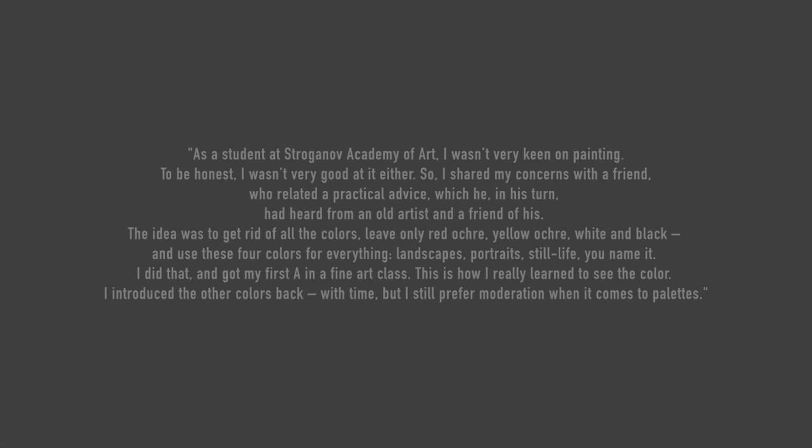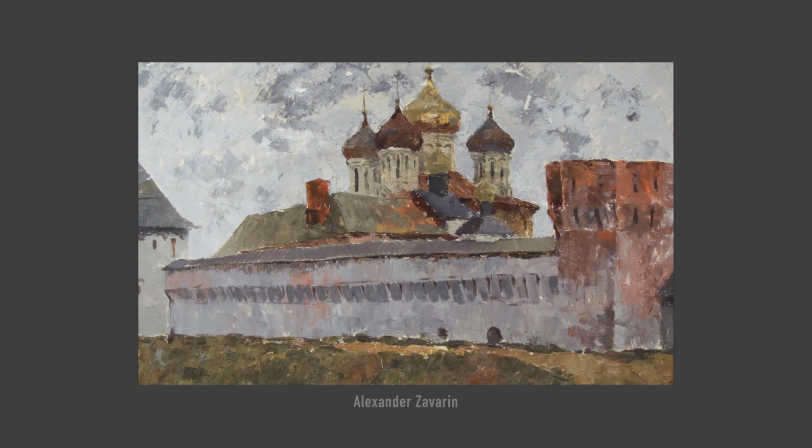The idea was to get rid of all the colours, leave only red ochre, yellow ochre, white and black, and use these four colours for everything, landscapes, portraits, still life, you name it. I did that and got my first A in a fine art class. This is how I really learned to see the colour. I introduced the other colours back, with time, but I still prefer moderation when it comes to palettes. Here is the very first student work of the artist, for which he received an A. Only two paints are used here, namely white and black.